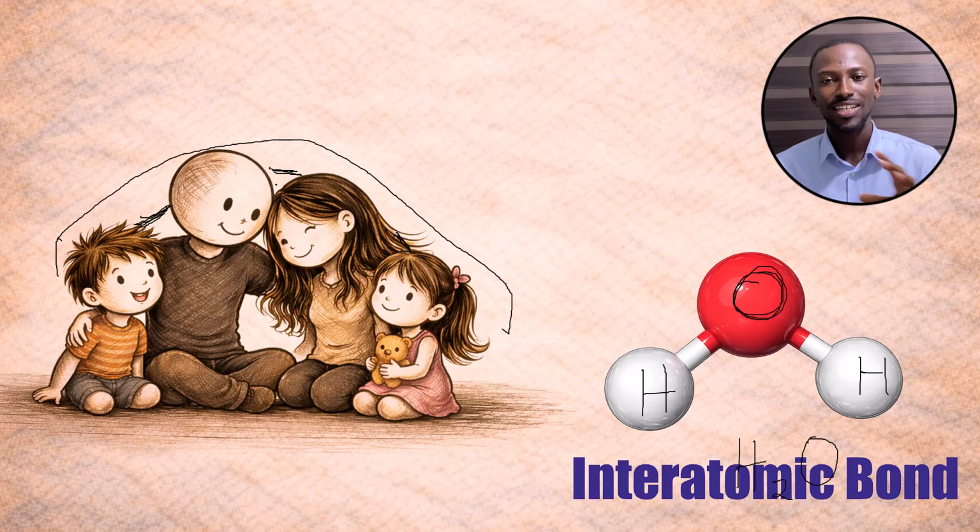So an interatomic bond is the bond that exists between the individual atoms that make up a molecule or a compound. So if you have sodium chloride, the bond that holds the sodium atom and the chlorine atom together is known as interatomic bond. I think that is clear.